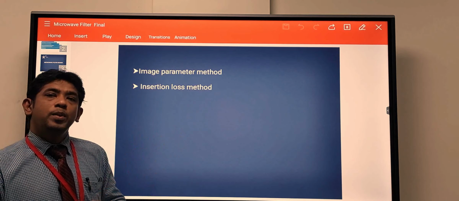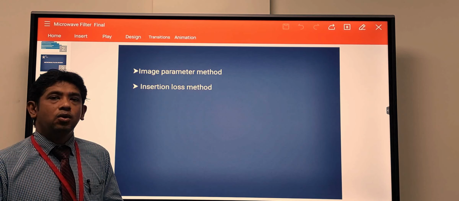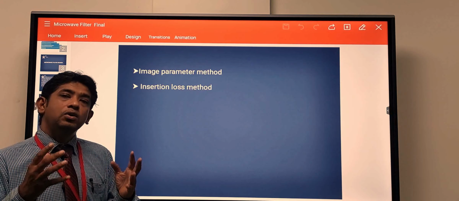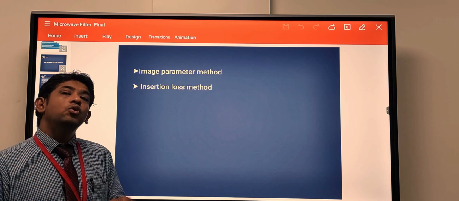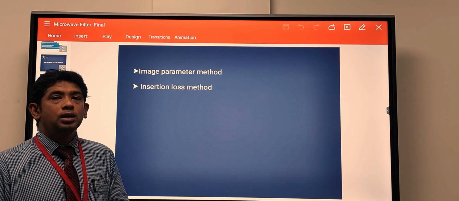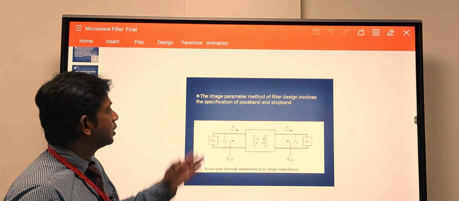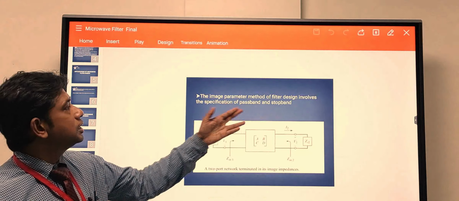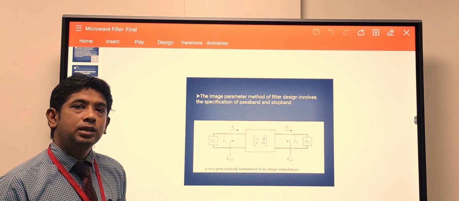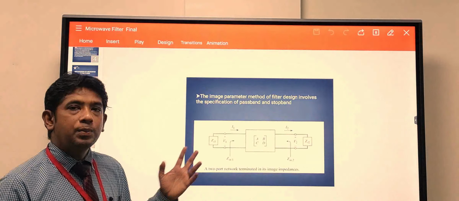The two basic methods are the image parameter method and the insertion loss method, as already discussed in the earlier slides. As we already know, the insertion loss method is the more modern one, but for now we will start with the image parameter method. Let us see the diagram of the image parameter method. It offers filter design and specification involving pass band and stop band that we have already discussed in the previous slides. So let us move forward and start explaining the image parameter method.